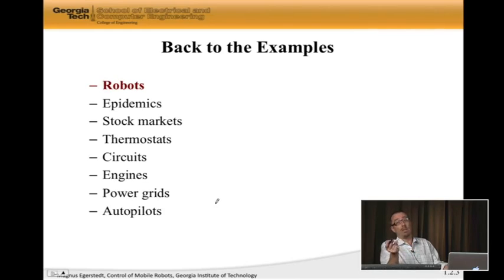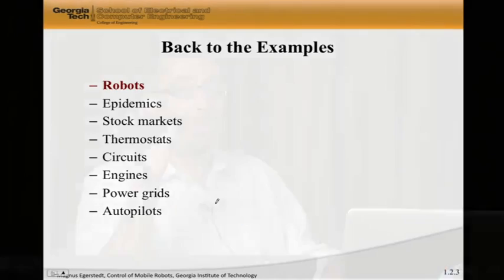Same thing with autopilots on aircraft. The states would be positions and velocities. The things you can control are accelerations or changing the control surfaces of the aircraft, and the measurements are a whole bunch of things. How fast is it going? Where is it going? What's the altitude? What's the wind resistance? And things like that. So what we need to do is come up with a rather general way of describing all of these systems in a way that makes sense, that we can use, and that, more importantly, we can use to control mobile robots.